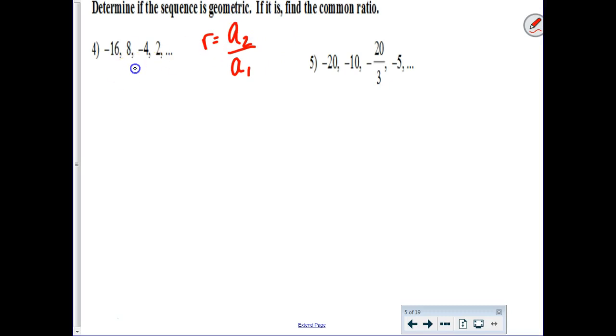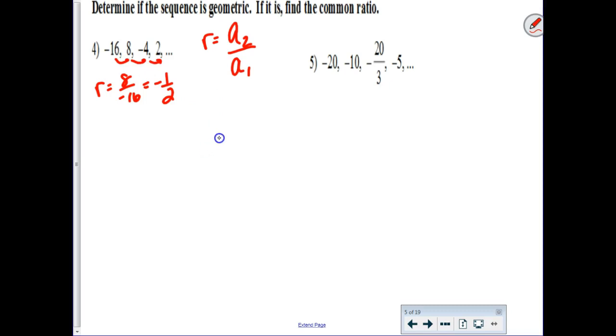So here, if you're not real sure, you could calculate the common ratio. 8 over negative 16, which reduces to negative 1/2. If it makes sense that you're multiplying by negative 1/2 every time, then yes, we have a geometric sequence.